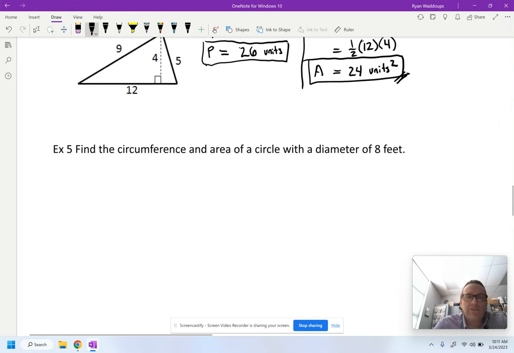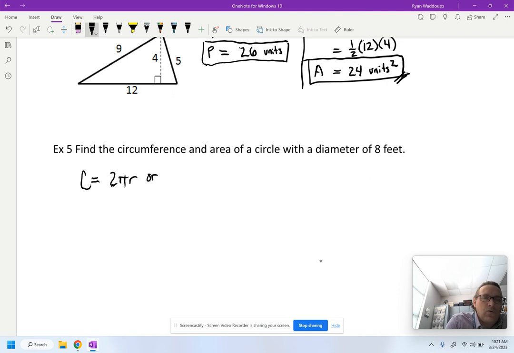So example 5, find the circumference and area of a circle with a diameter of 8 feet. So the circumference, you recall, is either 2 pi r or pi times the diameter. And the diameter is 8. So we just take 8 times pi. Now, this is the exact answer. So if they ask you to give you the exact answer, you leave it in terms of pi.